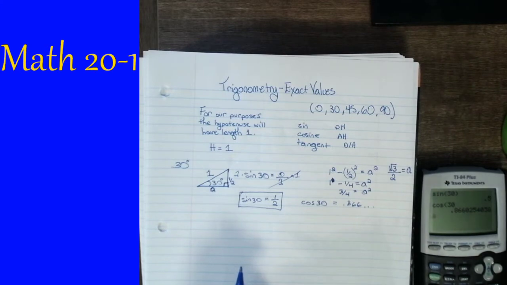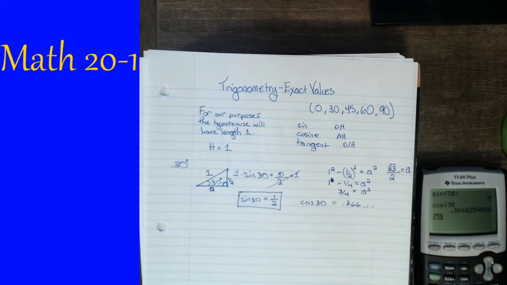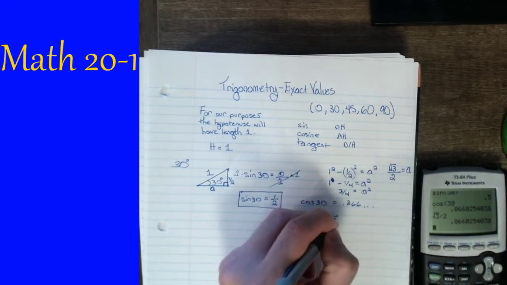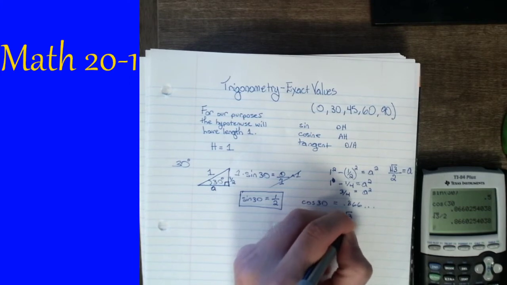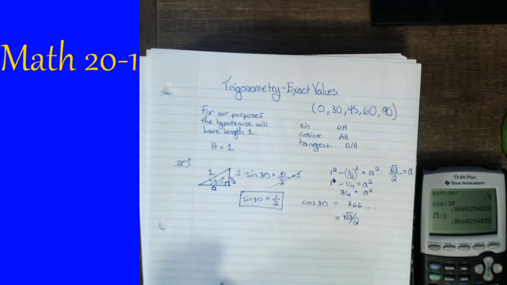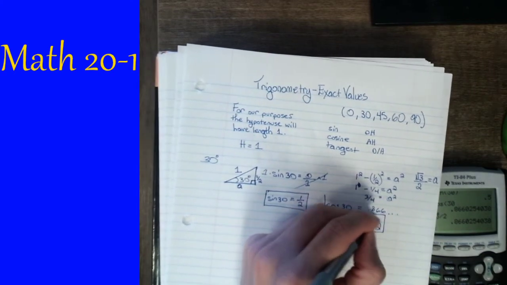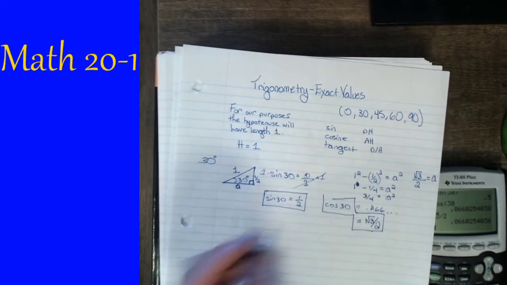Okay, so what does that mean? Well, that must be the 0.866. So root 3 divided by 2 is our 0.866 number to the decimal exactly. So 0.866 is actually root 3 over 2. So that's our exact value of the cosine of 30.